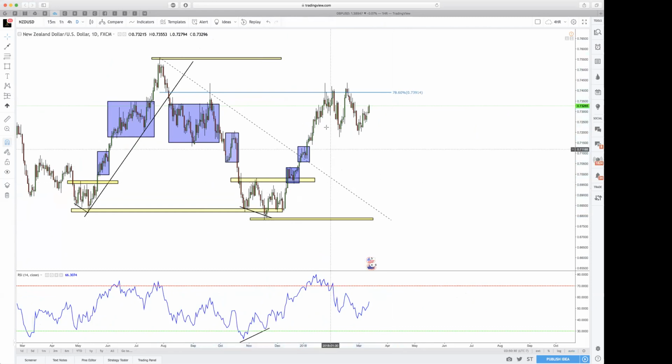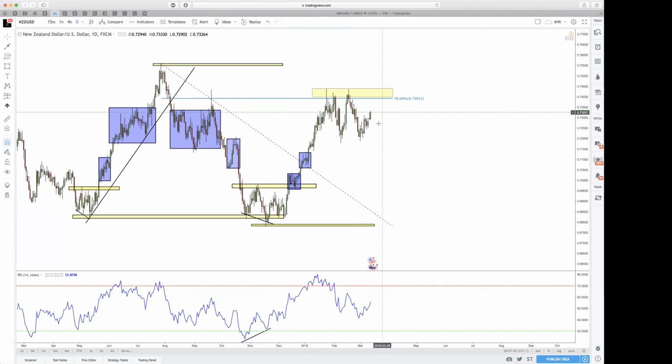All right, 78.6 is right about here. So it should not break this high of the M. I mean, basically the resistance. It should not break the resistance. So we'll see how this market plays out. But so far, I'm expecting the drop, but we'll see.